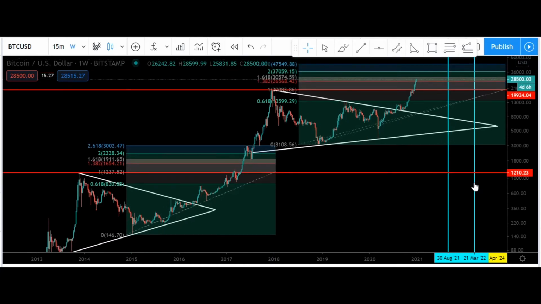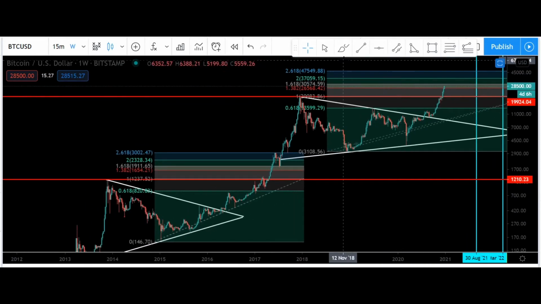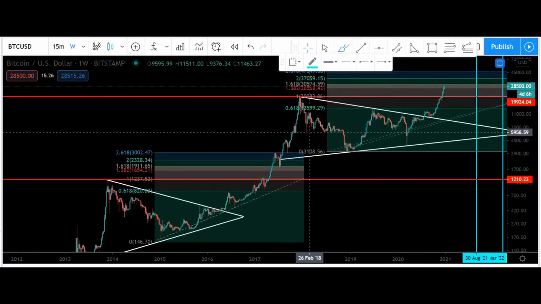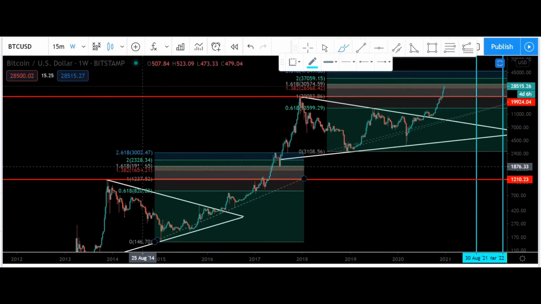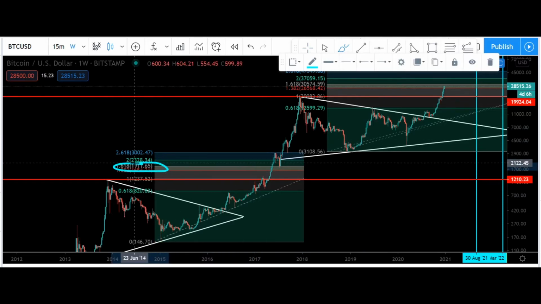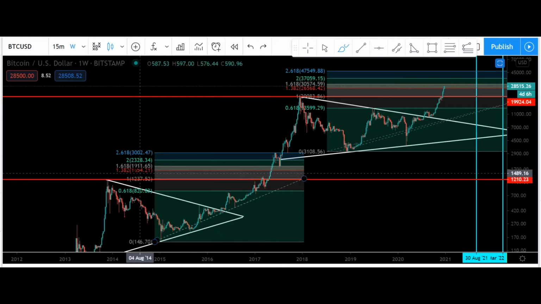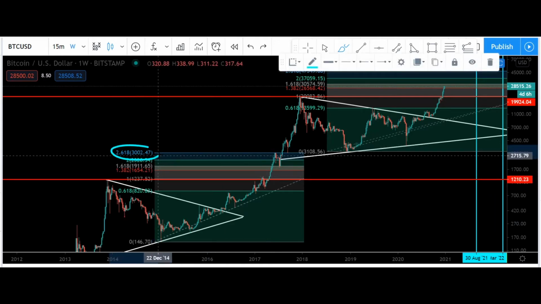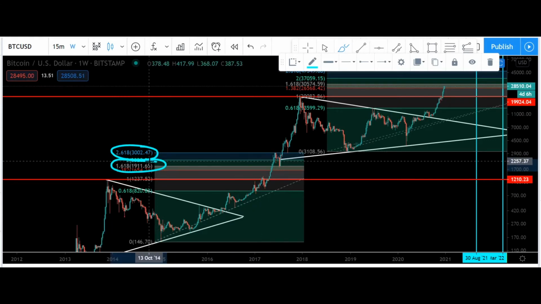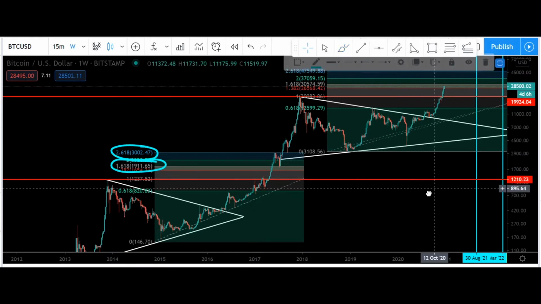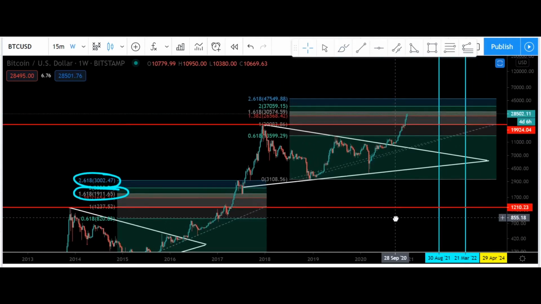So let's just say that these patterns continue to play out very similarly, you guys. We never even stopped at the 1.618 on this trend back here. Look how high we got. We got to the 2.618. And from there, we got a pullback to the 1.618, guys. So something similar to that is going to happen here.